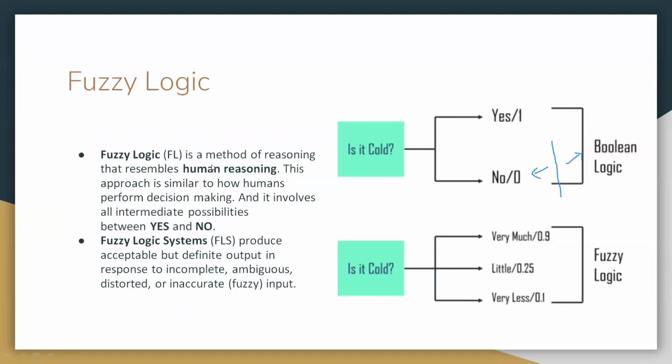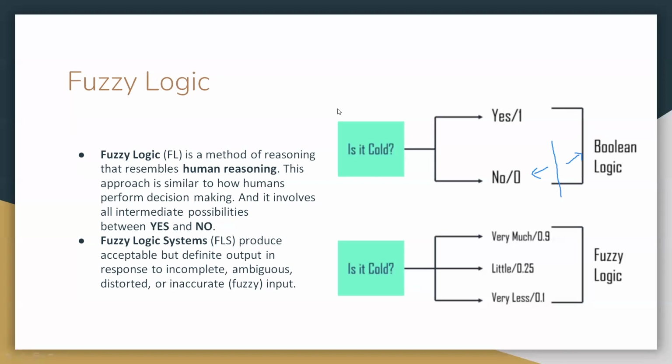So coming on to fuzzy logic, just the definition, it's a method of reasoning that resembles human reasoning and how we think and how we make a decision. It involves all the possibilities between yes and no. So a fuzzy logic system takes as input something that is fuzzy, like incomplete or ambiguous or inaccurate things, but we will have a definite output. So when you talk of a system which applies fuzzy logic, you call it a fuzzy logic system.